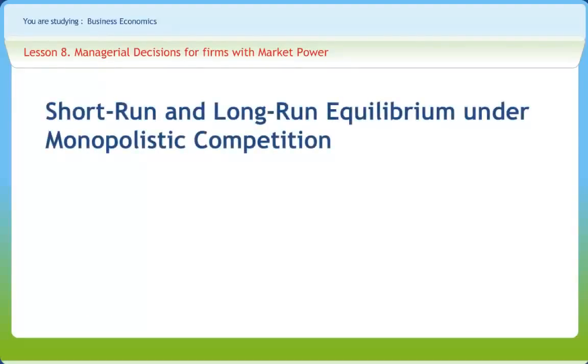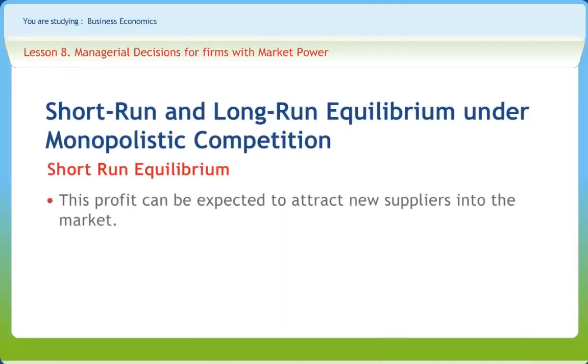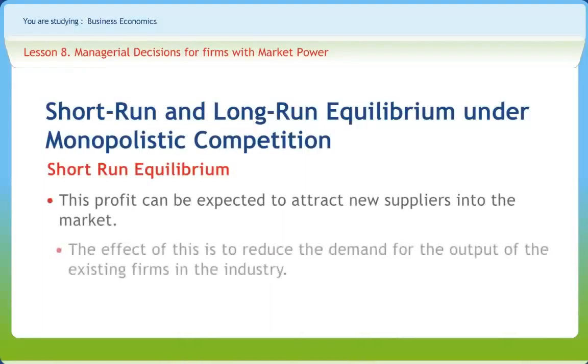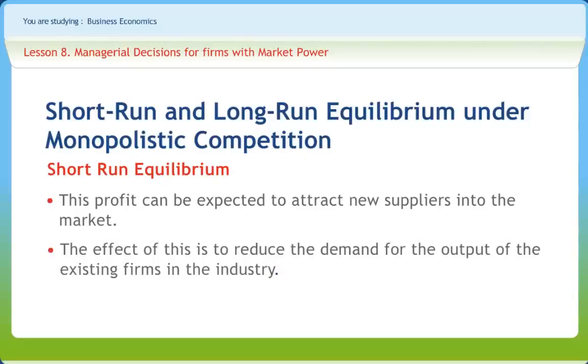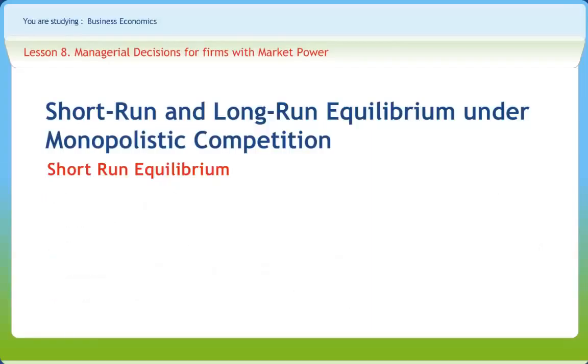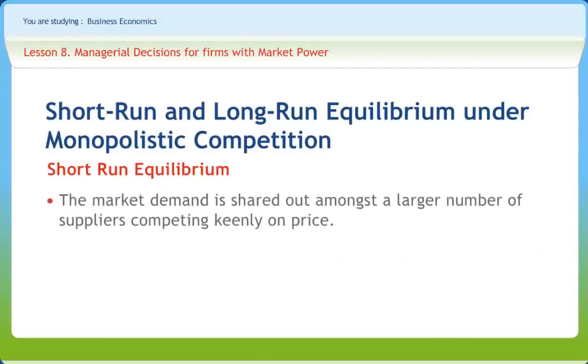To understand the short-run equilibrium, let us take a short-run profit case. This profit can be expected to attract new suppliers into the market. The effect of this is to reduce the demand for the output of the existing firms in the industry and to increase the price sensitivity of their product. The market demand is shared out amongst a large number of suppliers competing keenly on price. Assuming no impediments to the competitive process, new entry will continue until all the pure profit is competed away.